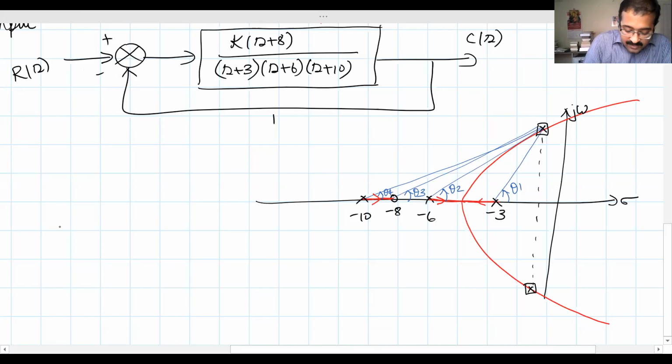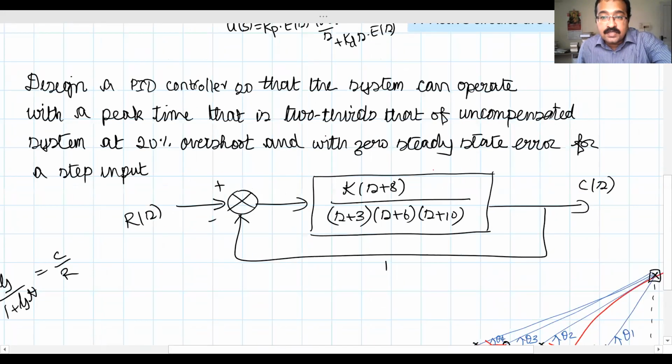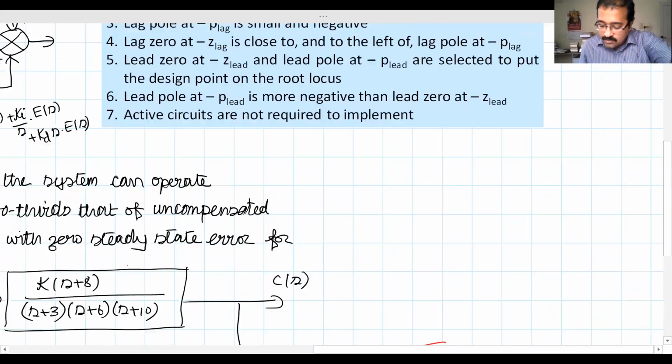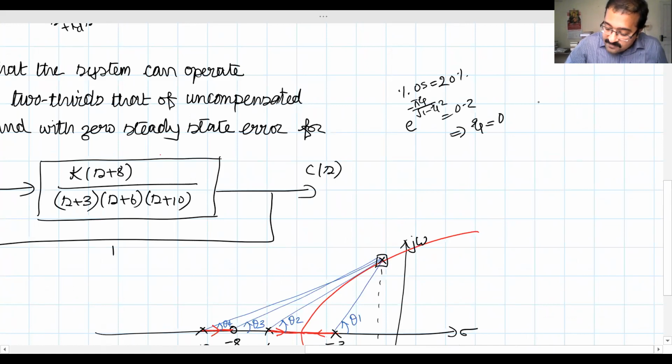So what will theta 1 be here? Tan inverse. So we have to find the dominant pole, right? Something else is given here: 2/3 that of the uncompensated system at 20% overshoot. So some condition is given here, 20% overshoot. So percentage overshoot is 20%, which means e raised to minus pi zeta divided by root of 1 minus zeta squared is 0.2. From here you can find your damping ratio zeta, which will be 0.4556. So zeta is 0.4556.